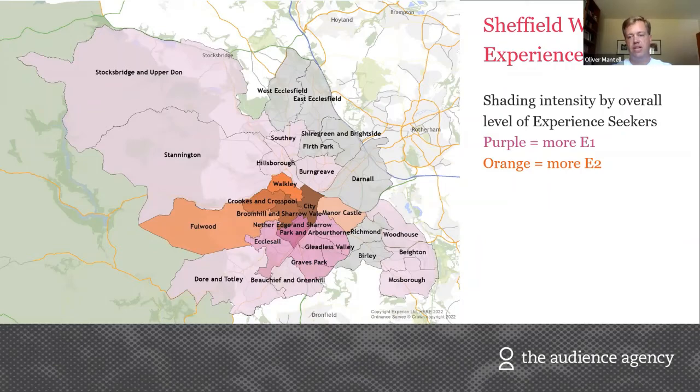But then we've coloured it to say, within that particular ward, are there more of the E1s, so they're purple, or are there more of the E2s, so they're orange?